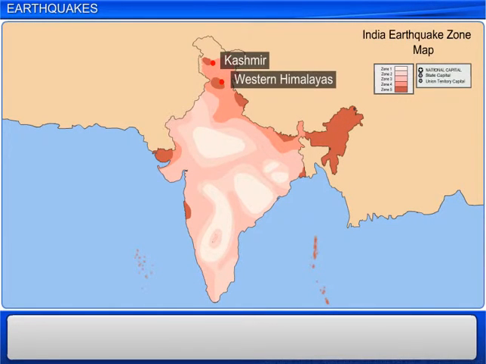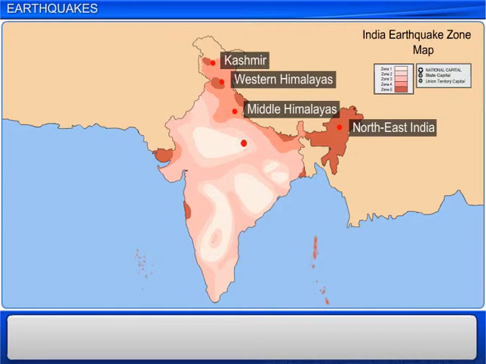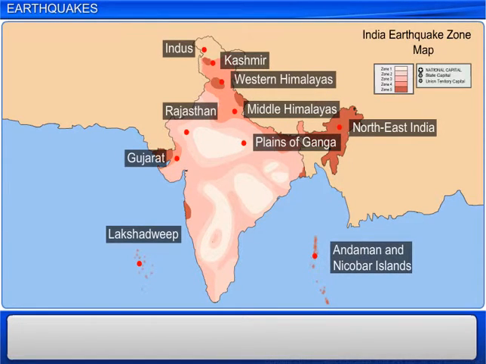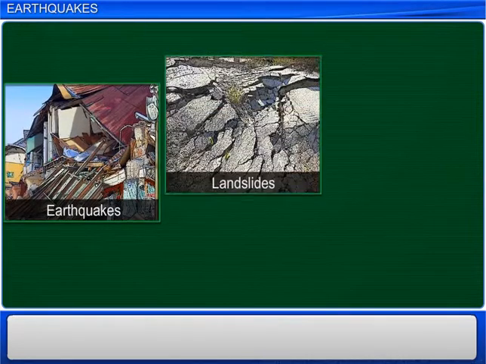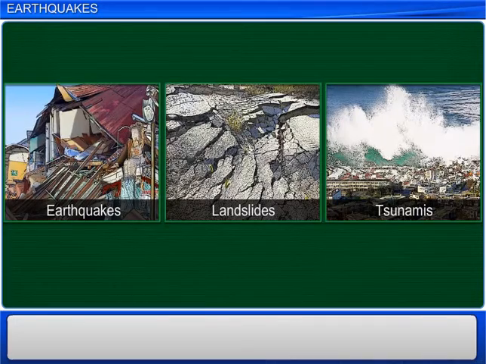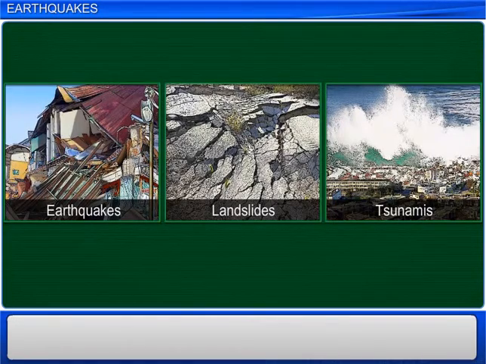Kashmir, Western Himalayas, Middle Himalayas, Northeast India, the plains of the Ganga and Indus, Rajasthan, Gujarat, Lakshadweep, Andaman and Nicobar Islands are the earthquake-prone regions in India. All the regions that lie in the earthquake-prone zones often face various kinds of damages caused by earthquakes.